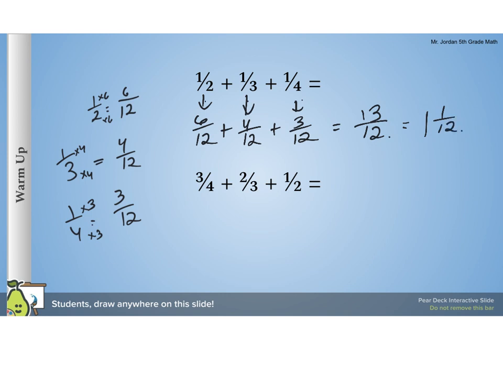It would be the same if you have 3/4, 2/3. You'd have to multiply so that they each have a common denominator of 12. I know that 1/2 is 6 12ths. 2/3, you have to multiply by 4, so 4 times 2 is 8. 3/4, you have to multiply by 3, so 3 times 3 is 9. So 9 plus 8 is 17, plus 6 is 23 12ths, or 1 11/12.